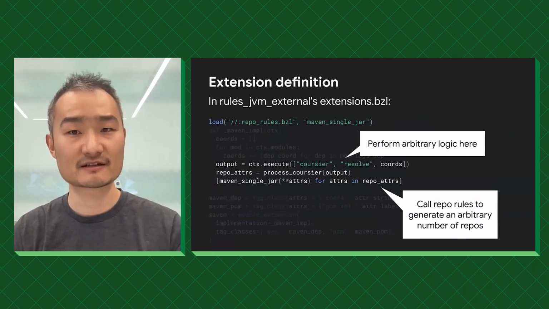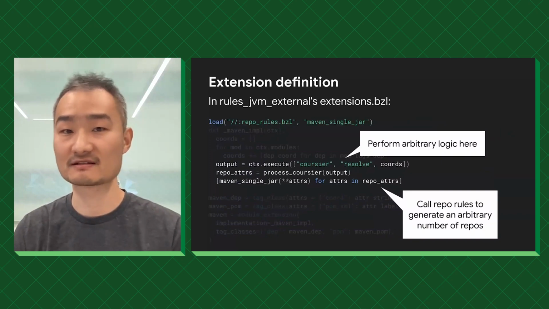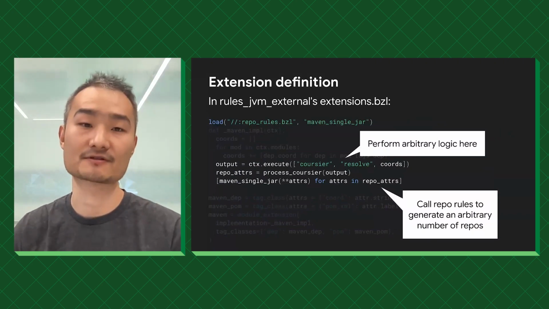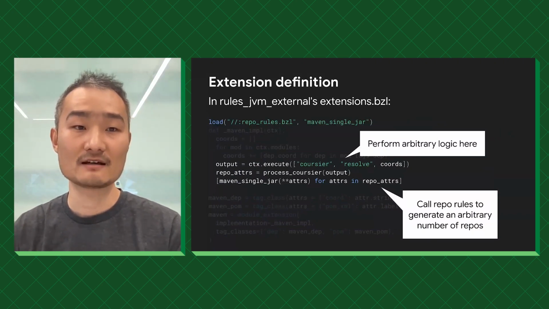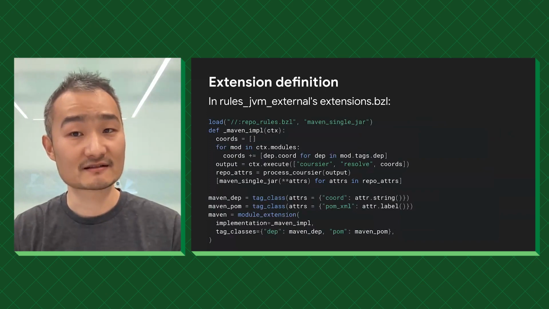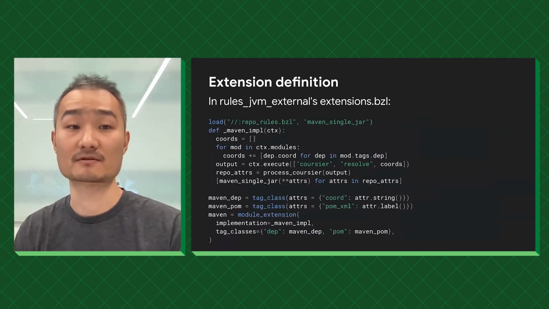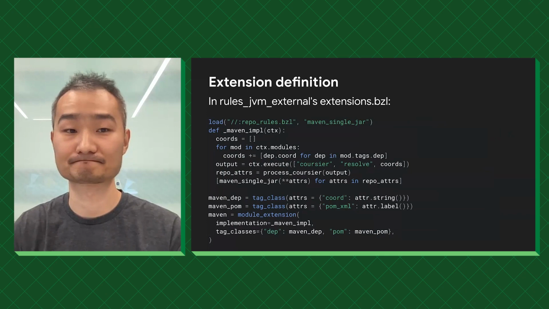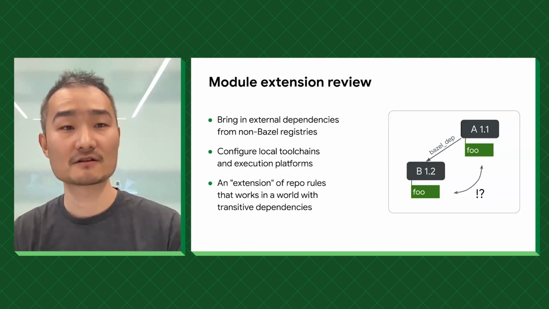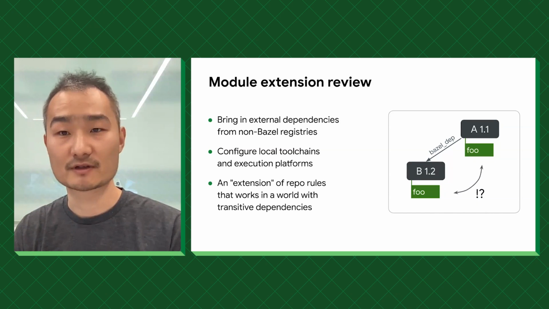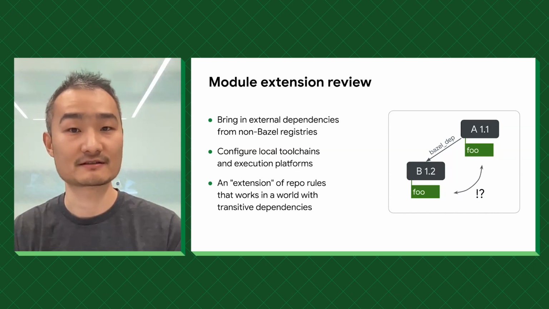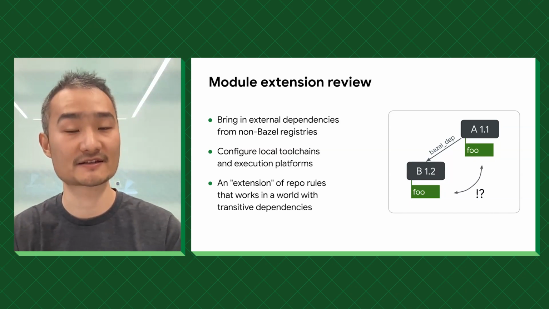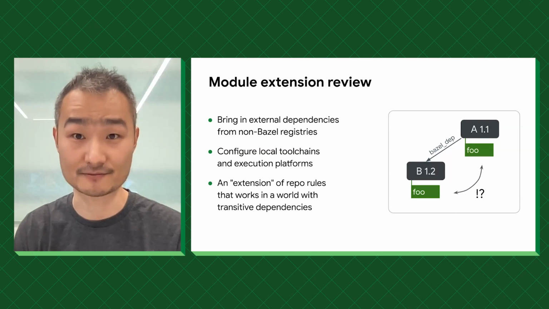After you gather information, you can create any number of repos by calling repo rules, just like in workspace macros. It's not shown here, but you can also register toolchains and execution platforms. Et voila! Note that module extensions are defined in exactly the same environment as repo rules, and today's repo rules don't need to be changed at all in order to be used from a module extension. So to recap, module extensions allow you to bring in external dependencies from non-Bazel registries and perform arbitrary non-hermetic operations such as configuring local toolchains and execution platforms and registering them.